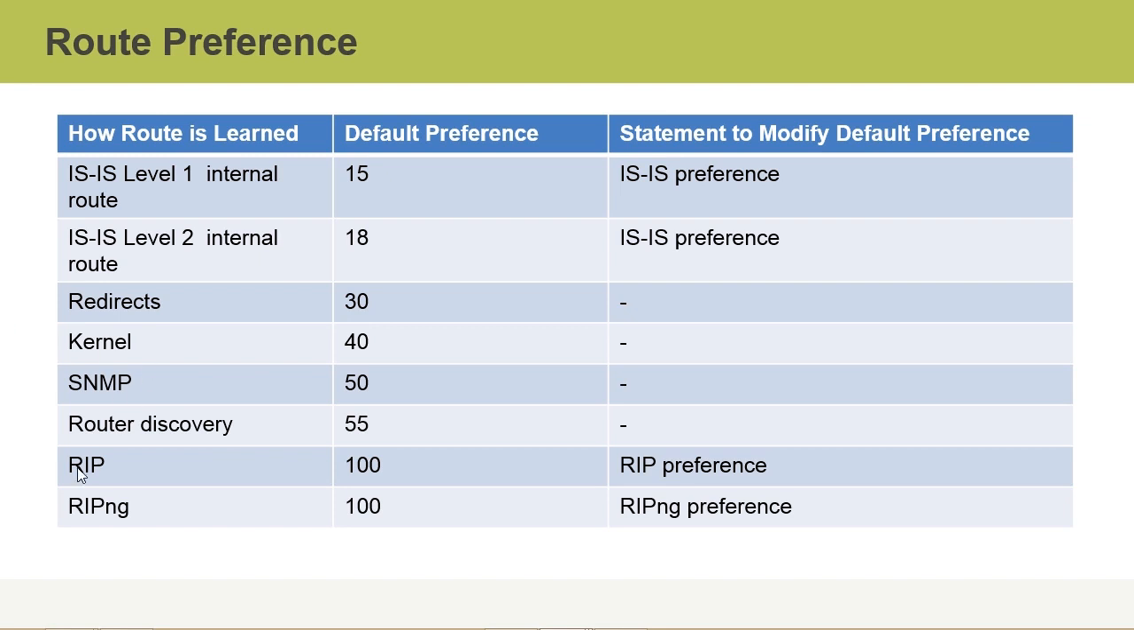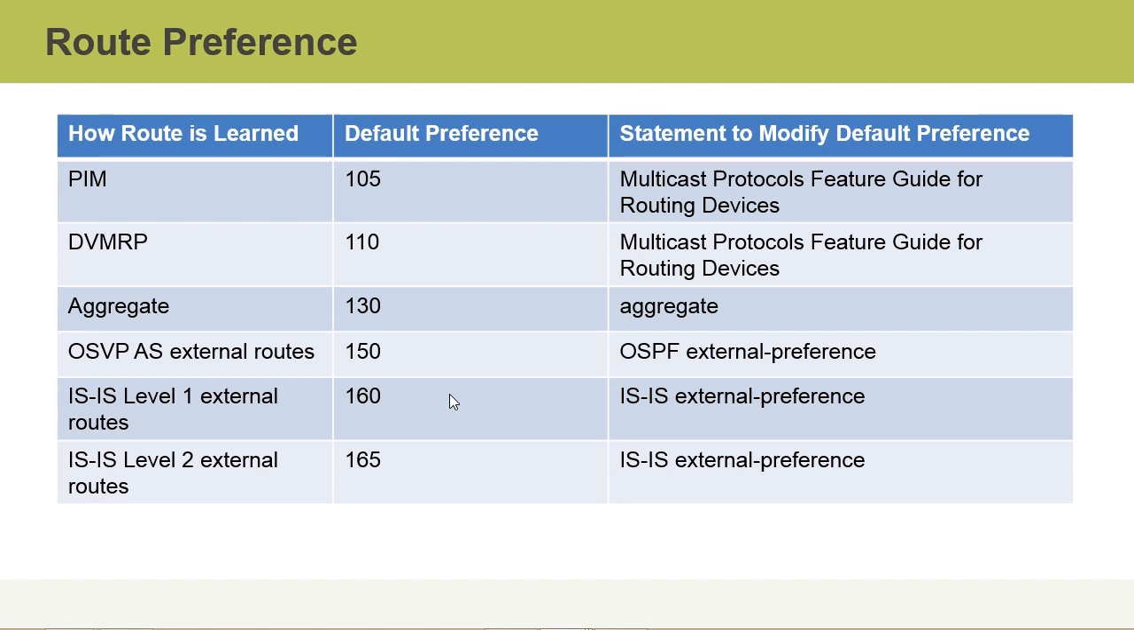Also notice that the IPv6 version of RIP is RIPng, and it has a default preference value of 100 as well. That's the idea of these route preference values. Here are a couple more, again highlighting just some of the common protocols. For IS-IS, notice that for different levels of IS-IS, there are different preference values. And again, the lowest preference value is what would be selected by the router. In this video, we discussed route preference values.